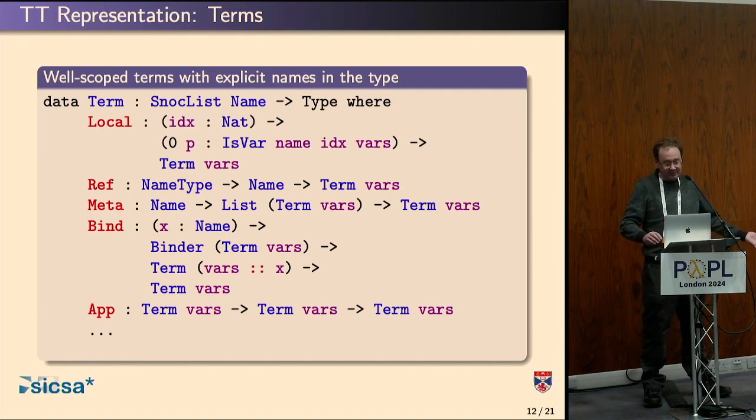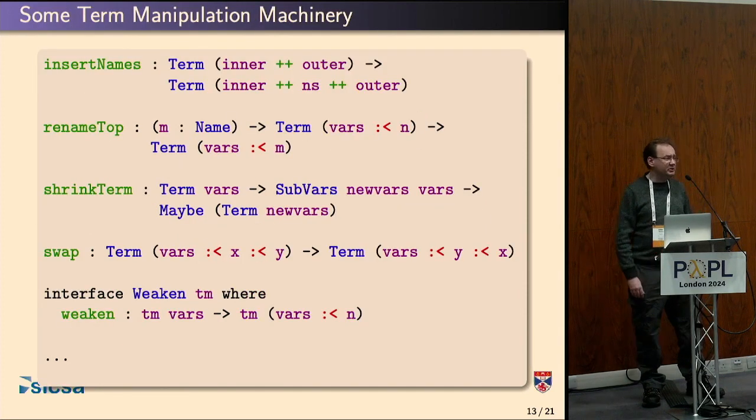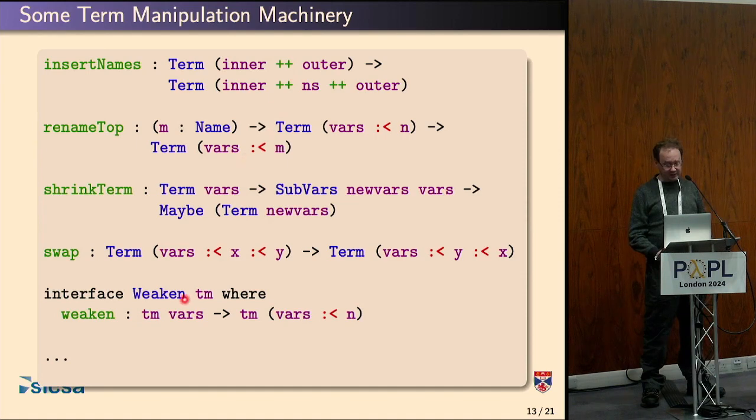So these are just two very little ideas I'm showing you here. QTT is useful for erasure, and indexing terms by names in scope is unreasonably helpful, and then everything works out very nicely. So what follows from that is you have to write a bit of machinery. This is all the machinery that you have to write for term manipulation anyway. Let's look at weaken.